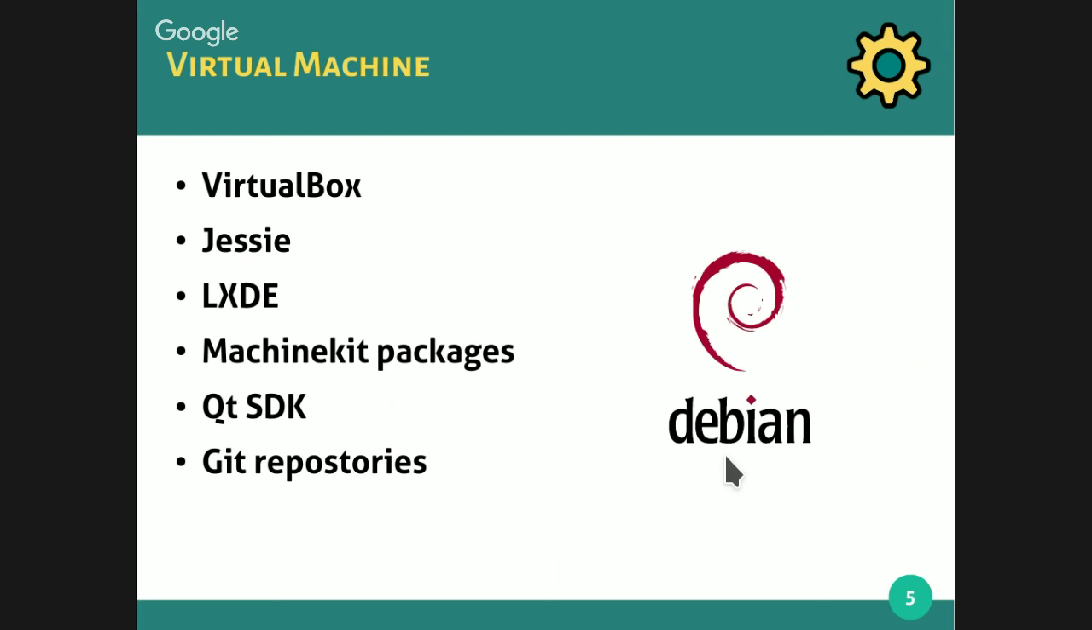Then we have a virtual machine. I use VirtualBox for this, so VAGRANT works in combination with VirtualBox. It runs a chassis image. VAGRANT has a base chassis image, which is very minimal. It's only a very basic installation. So we have to install LXDE, the MACHINEKIT packages, the Qt SDK, and a set of repositories. And in addition to that, a few branding things so that it looks like MACHINEKIT and so on.